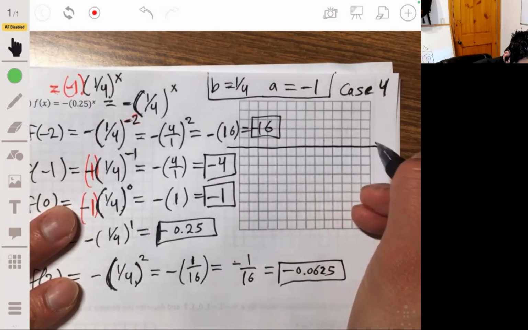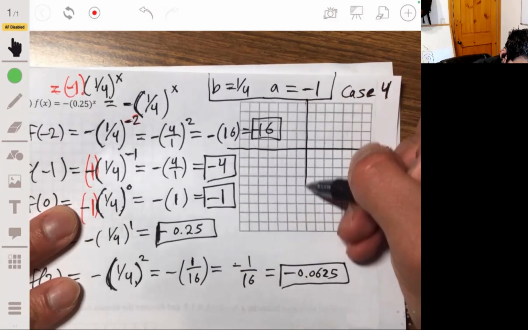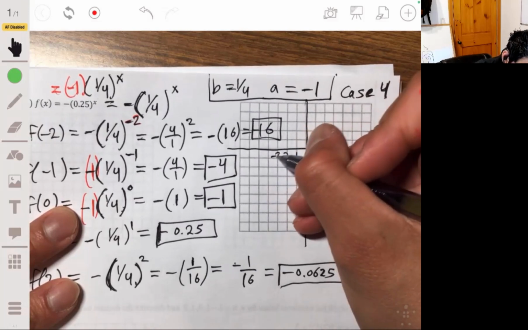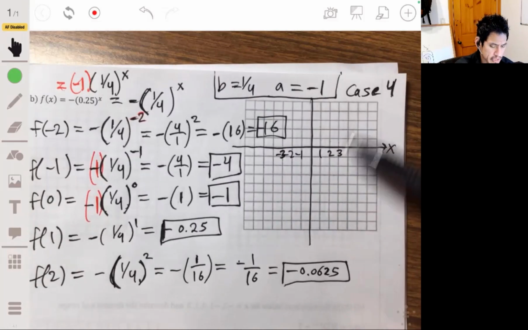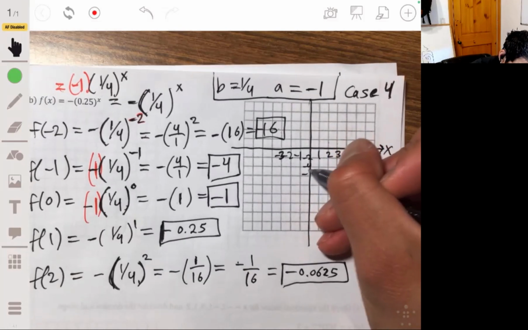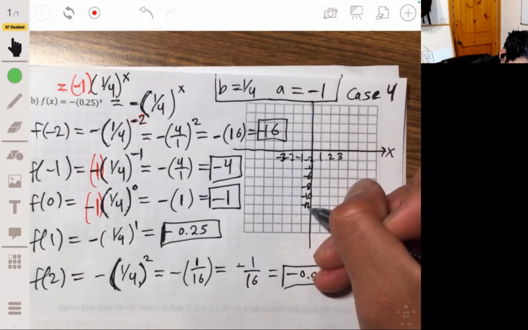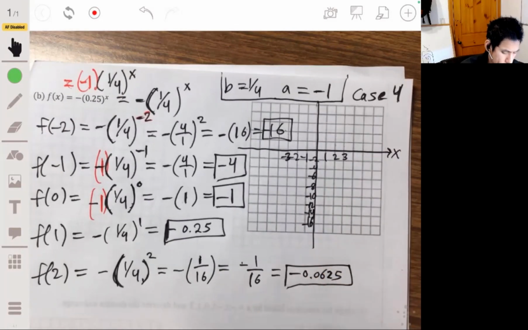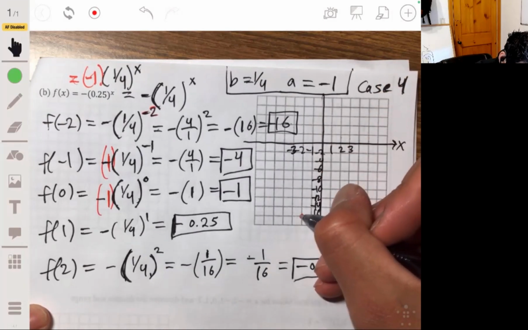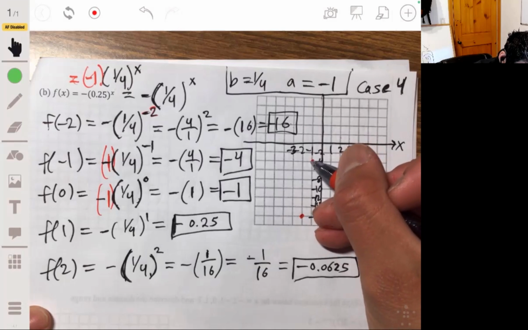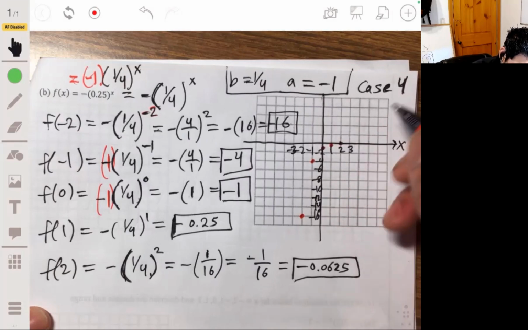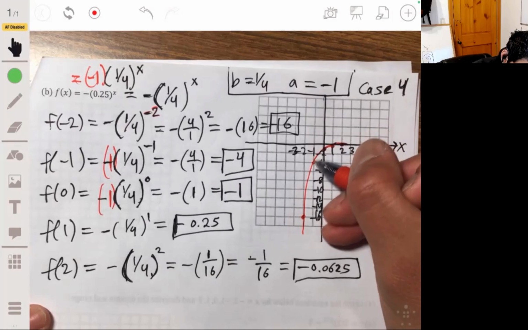So let's draw our x-axis higher up. Y-axis over here. 1, 2, 3, -1, -2, -3. And we just need to get to -16. So again, we'll just go by 2s: -2, -4, -6, -8, -10, -12, -14, -16. Just do the math and graph. -2, -16; -1, -4; 0, -1; 1, -0.25; and 2, -0.0625. We got this guy. Wow.